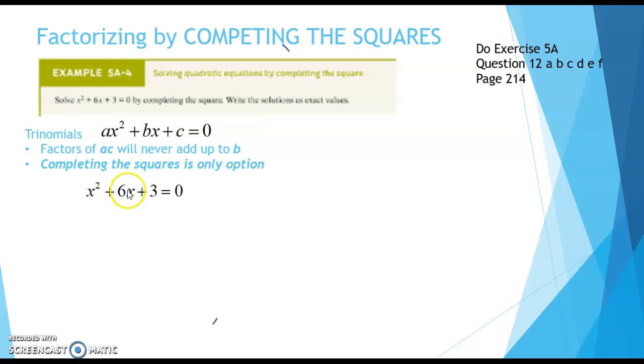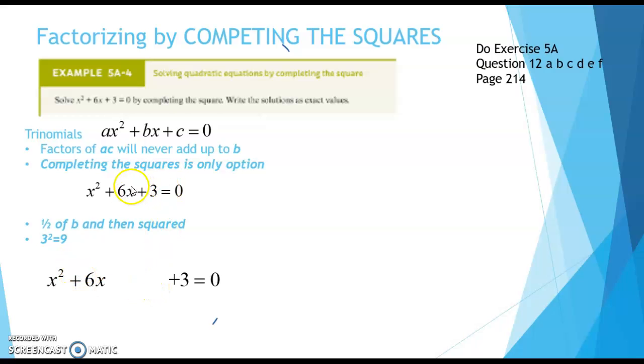So what we're going to do is use the first two terms to set up a perfect square. And for that we need half of the coefficient of the middle term, and then we square it so we can set up the perfect square. So in this case, half of plus 6 is 3, 3 squared is 9. So we're going to end up setting up x squared plus 6x plus 9, which will be our perfect square.